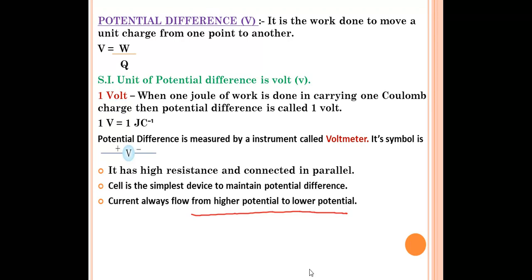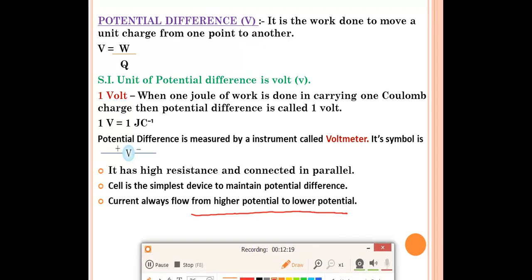So this was all about your potential difference. You should remember the definition of 1 volt. This formula, V is equal to W by Q, potential difference equals work done divided by charge, and the SI unit of potential difference is volt. And which instrument is used for measuring potential difference? Voltmeter. Okay.